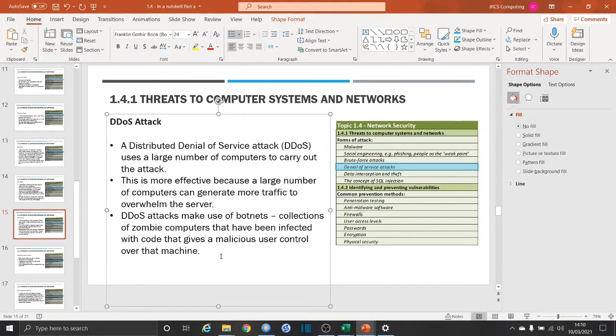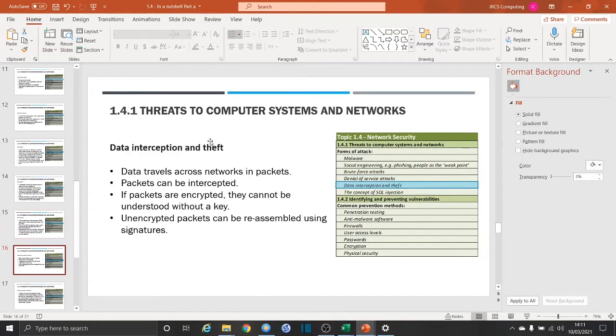Everyone has got this virus or whatever, and then that takes down Netflix. And because it's distributed, it's harder to deal with. When it's not distributed, it's easier, because if it's coming from one place, one country, one area, one computer, you block that place. If it's coming from all over the country, it's difficult. So data interception and theft, not really rocket science.